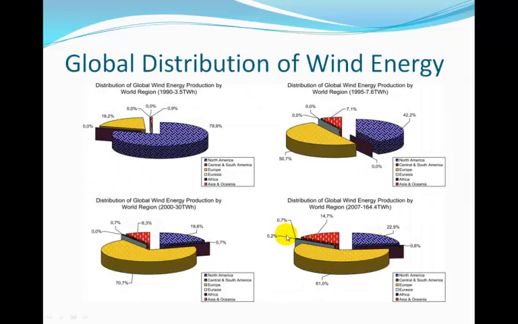Global distribution of wind energy. In the 1990s, you can see that North America dominated the wind energy sector at 79.9%. And in 1995, you can see Europe getting into the trend, at about 50.7%. That's about half the energy sector in wind energy production. And when it proceeds to the new millennium, you can see that Europe has basically dominated the wind energy sector.